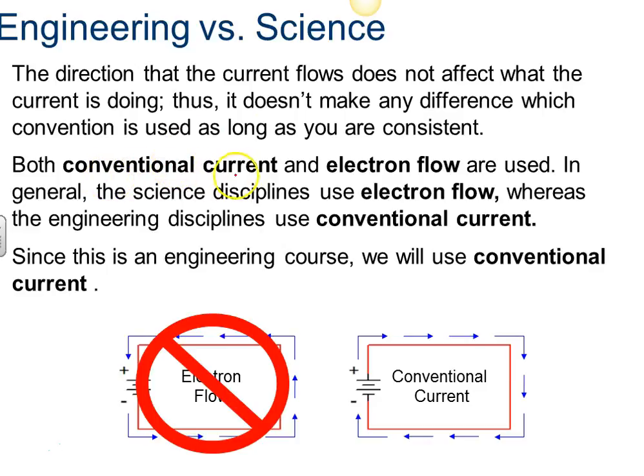So both conventional current and electron flow are used in various places. In general, in science disciplines, physics, for instance, physical science, we think electron flow. Whereas in engineering, we tend to use conventional current and think about the flow of positive charge. Since this is an engineering course, we're going to use conventional current. But there will be times when we still switch over and talk about electrons flowing. In fact, this particular presentation started in part 1 talking about electron flow, but now with conventional current we're talking about positive flow.